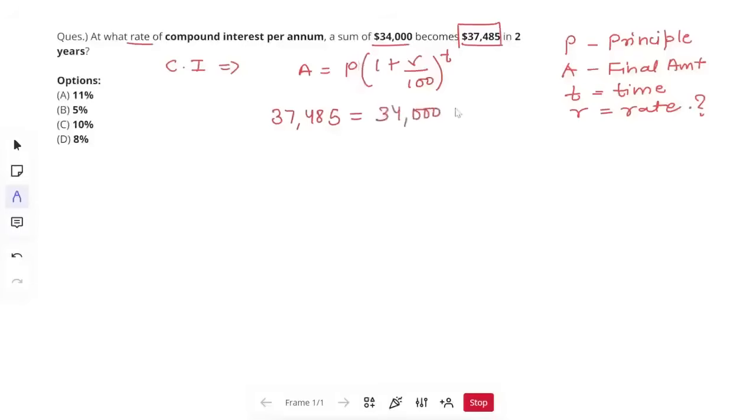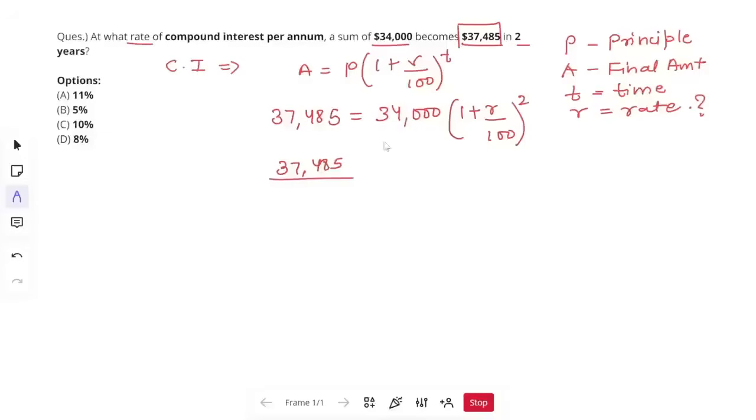Now 1 plus what is R? R is not given to us. We have to find that. Divided by 100. The time that is given to us is 2 years, so we will take the T value as 2. Now our work is to simplify this equation and find the value of R. Let's see how we can do that.